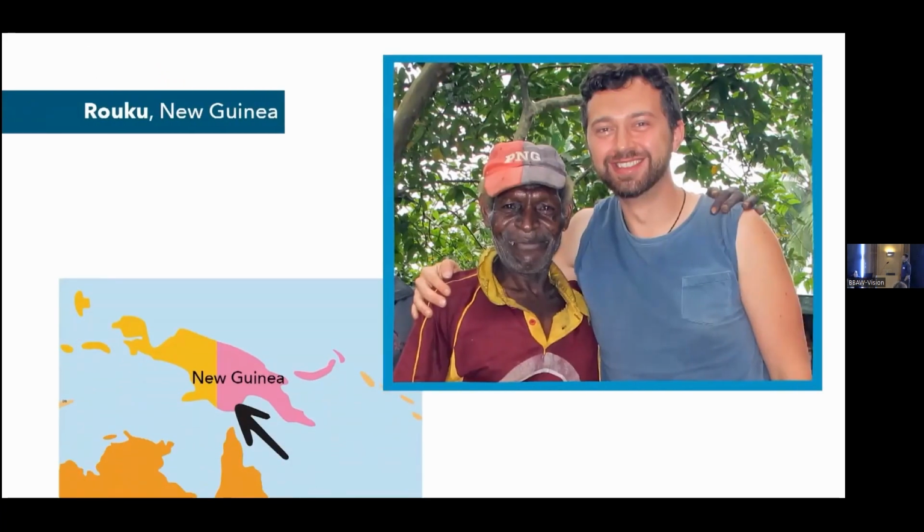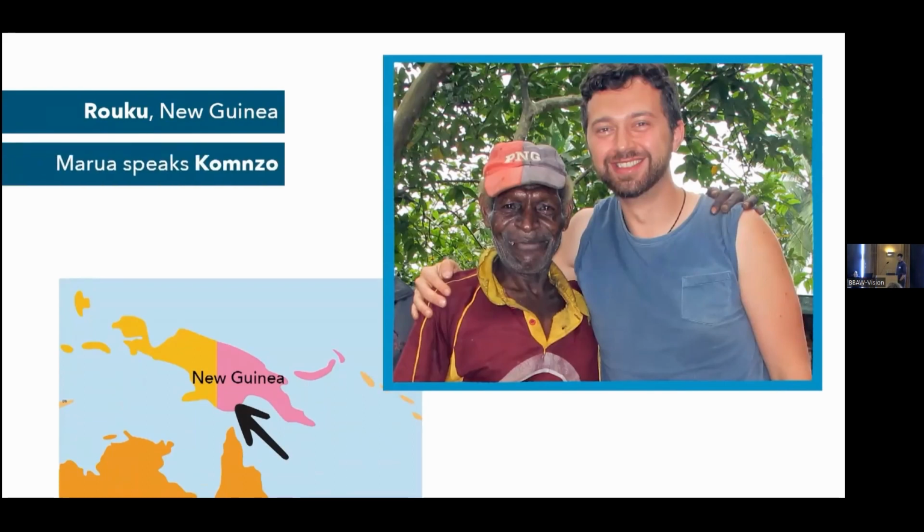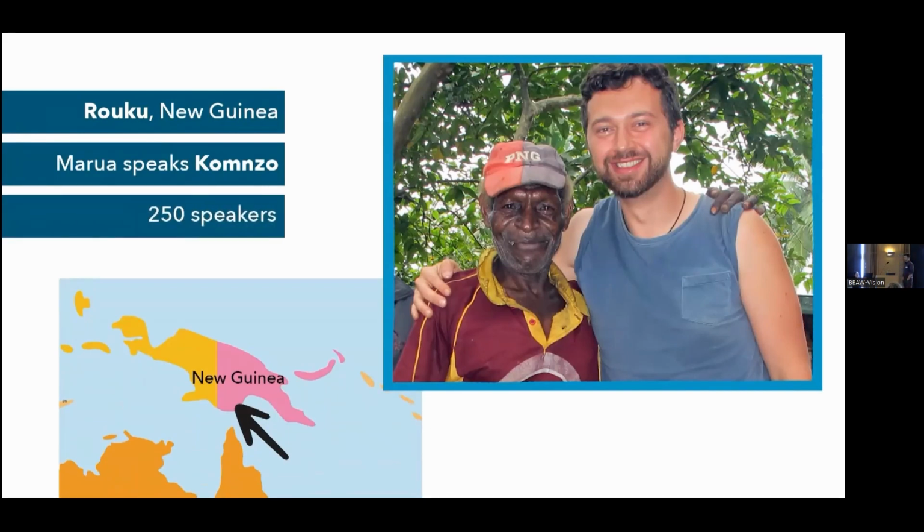Marua belongs to my adopted family in Roku village, in the south of the island of New Guinea. I asked him to tell me a story in his native language, Komso. Komso is spoken by around 250 people. Komso speakers are also fluent in the languages of their neighbors, with whom they have close family ties.